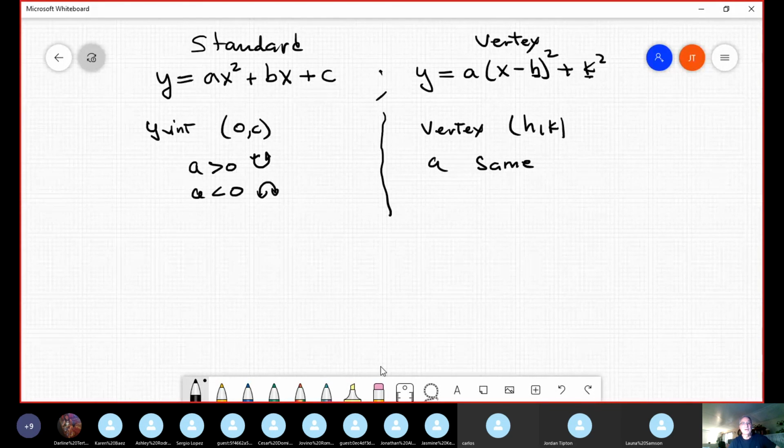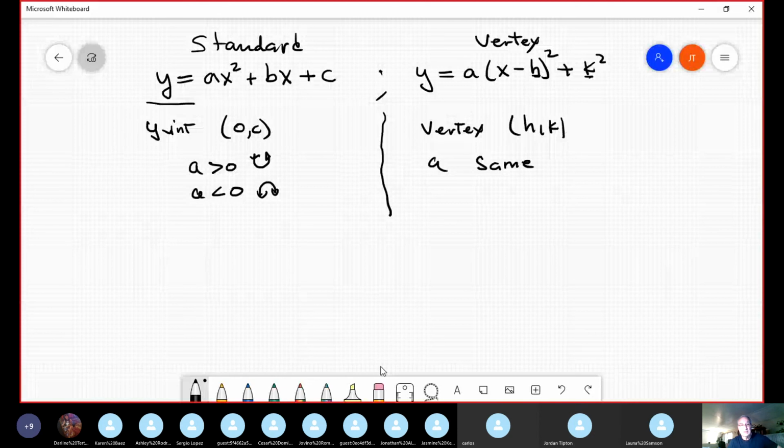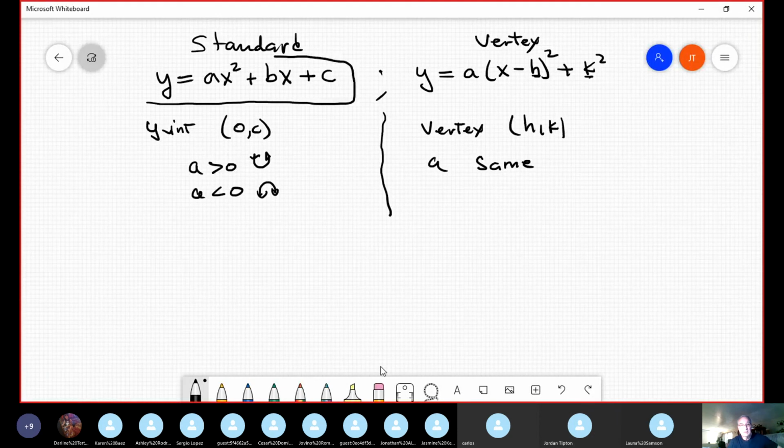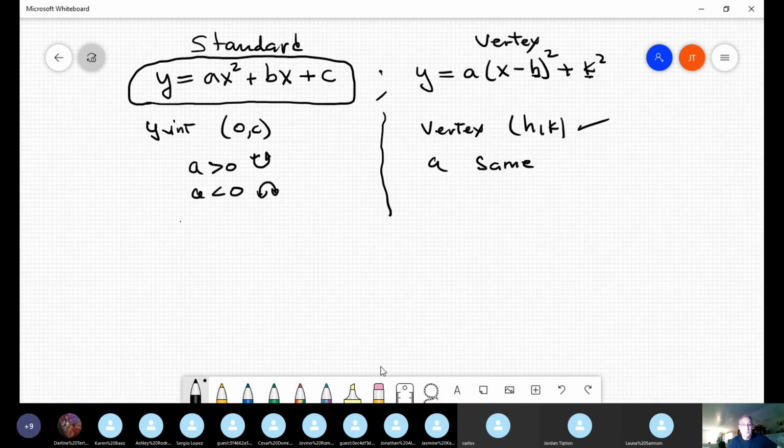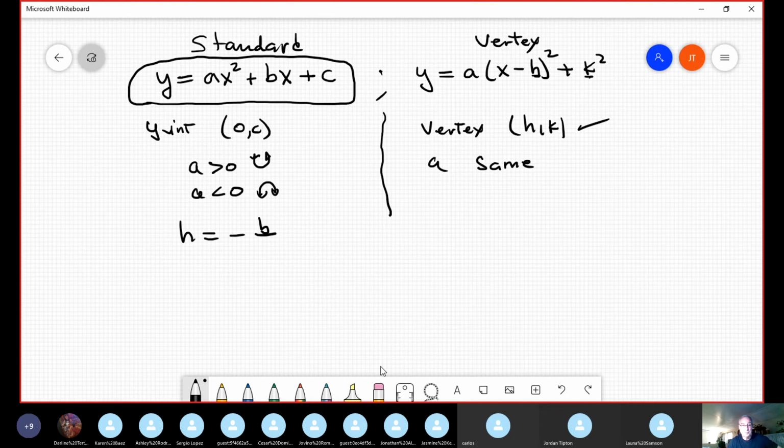In order to find the vertex, suppose the professor or the test gives me a standard form. Well, I use my formula: h equals minus b over 2a. This formula allows me to find h when you have a, b, c. C doesn't participate in the formula. And in order to find k, you evaluate the function at h. That's it. That's the story.